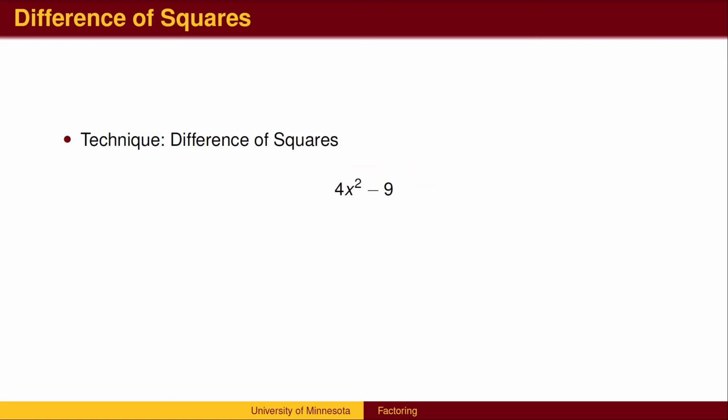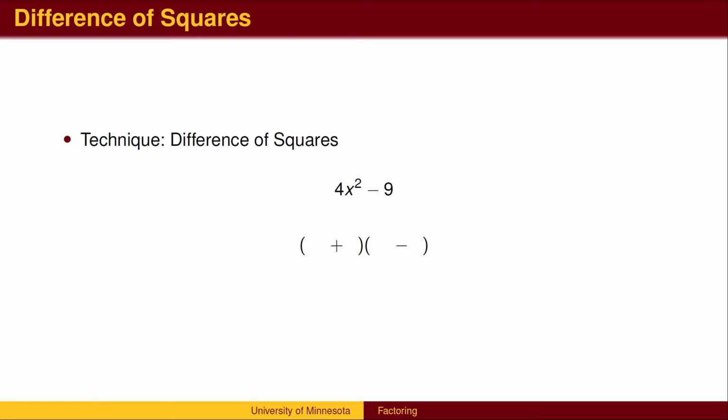We will now start to undo the multiplication performed by the FOIL method. The first technique is the difference of squares. Typically, the FOIL method will produce 4 terms. The difference of squares has just 2 terms. The reason is that the 2 middle terms canceled. This happens when the 2 factors are identical, except for the plus or minus sign.